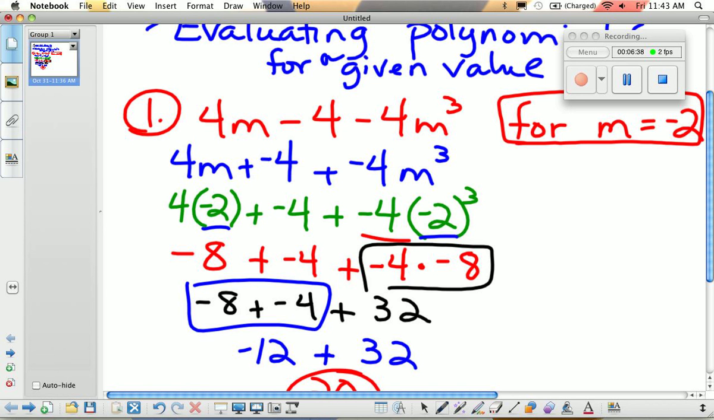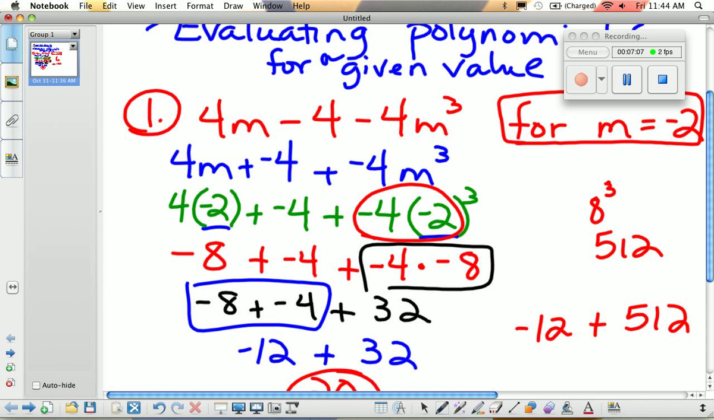In other words, if we did the multiplication first, what is negative 4 times negative 2? Positive 8. So that's 8 to the third power now. Get your power table handy. Anybody happen to know what 8 to the third power is? What is it, Jesse? 512. Okay. So now where we have that 32, that's going to be 512. So negative 12 plus 512.